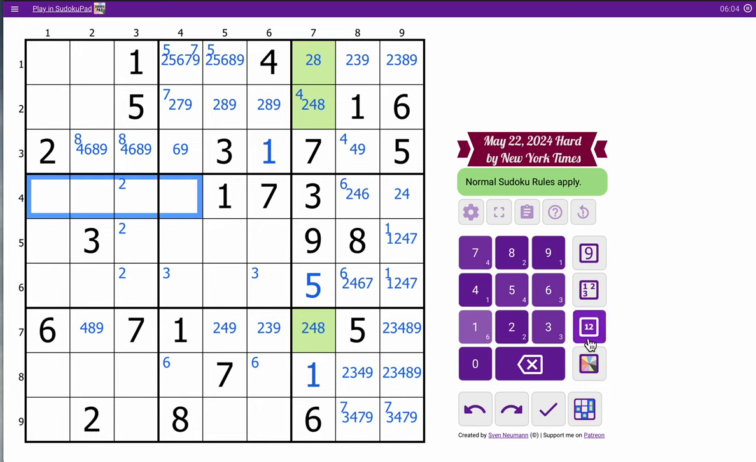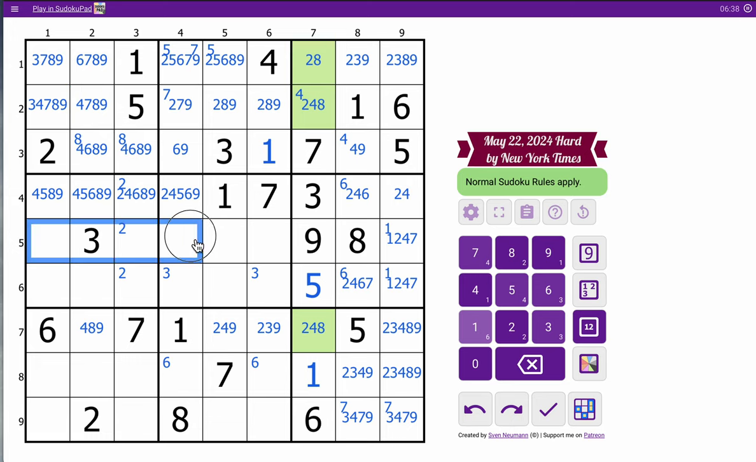Let's see, these cells are at 1, 3, 7, that's 5, 9, and then the evens to choose from. Have nothing useful there, do I? Let's see, these cells are at 1, 2, 5. Not 3, not 6. 6, not 3. These are at 3, 8, 9.